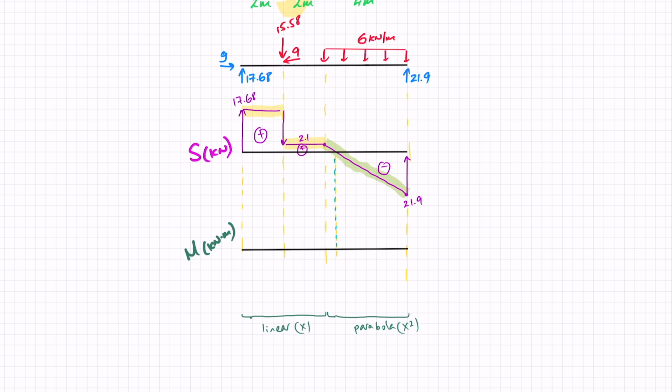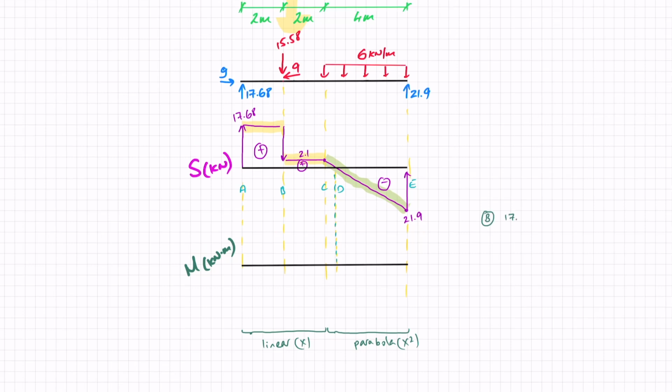I'm going to start off from point A. Let's call this A, B, C, D, and E, just so we're talking in the same terms. So from point A, if I just cut through A and B and want to find the moment at B, I've just got 17.68 times 2 meters, and that gives me 35.36. Once again, I can already tell the direction. I can tell that tension is going to be on the bottom.